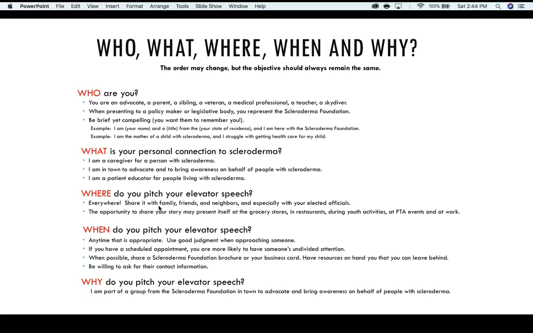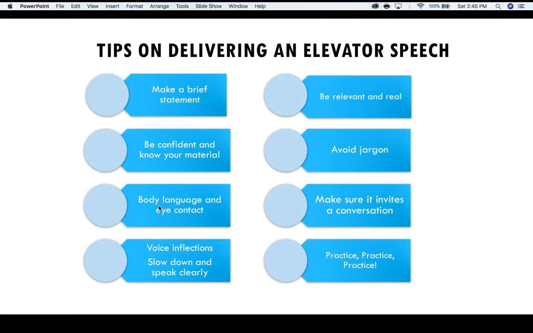So some good tips to use when you're delivering your elevator speech. There are some helpful tips to remember. You want to make and keep your statement brief. Be confident, know your material. And when you're speaking to someone, you want to make sure to have your body language reflect the message that you're trying to convey. So it's important to keep your eye contact, be respectful of the person's time and their personal space when sharing your information. And if you start speaking in medical terminology with someone who is not familiar with it, you may risk losing their attention in the process. So in the beginning, it may feel uncomfortable to talk about scleroderma. However, with a good elevator speech and practice, it will become easier for you to deliver.